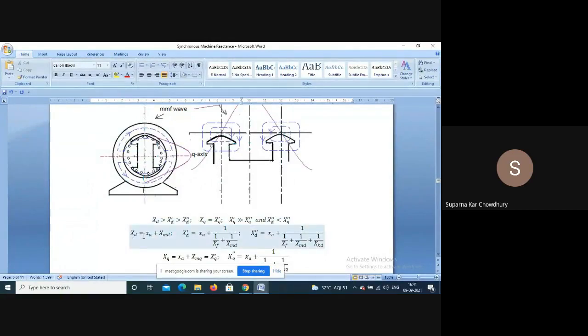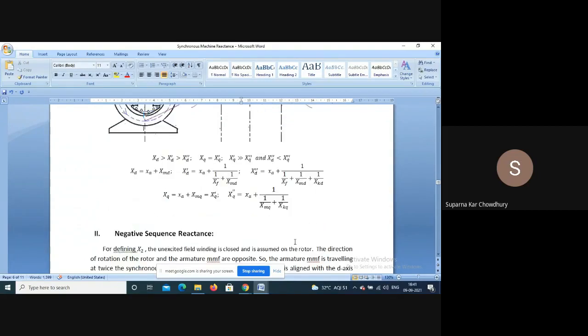So your XD is XA plus XMD, XD dash is XA plus XF and XMD in parallel, XD double dash is XA plus XF, XMD and XKD in parallel. XQ is equal to XA plus XMQ, and XQ double dash is XA plus 1 by (1/XMQ plus 1/XKQ). So these are the different synchronous reactances.